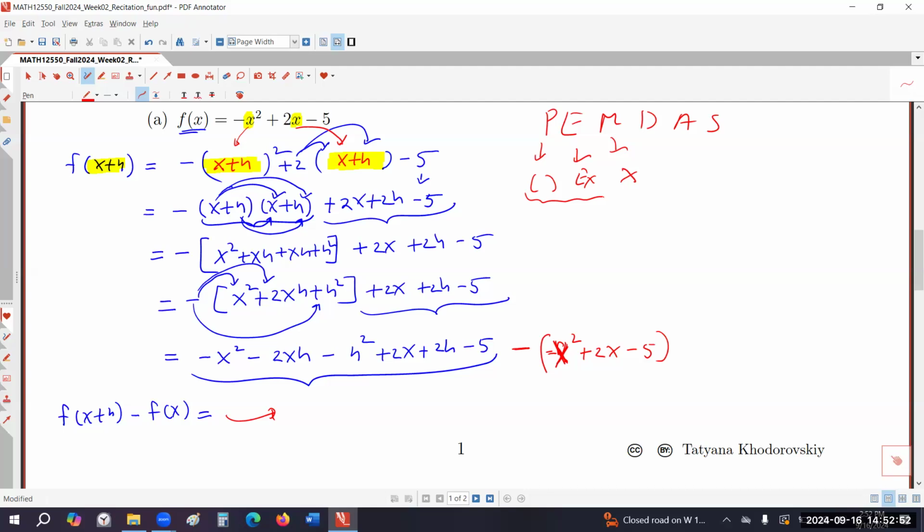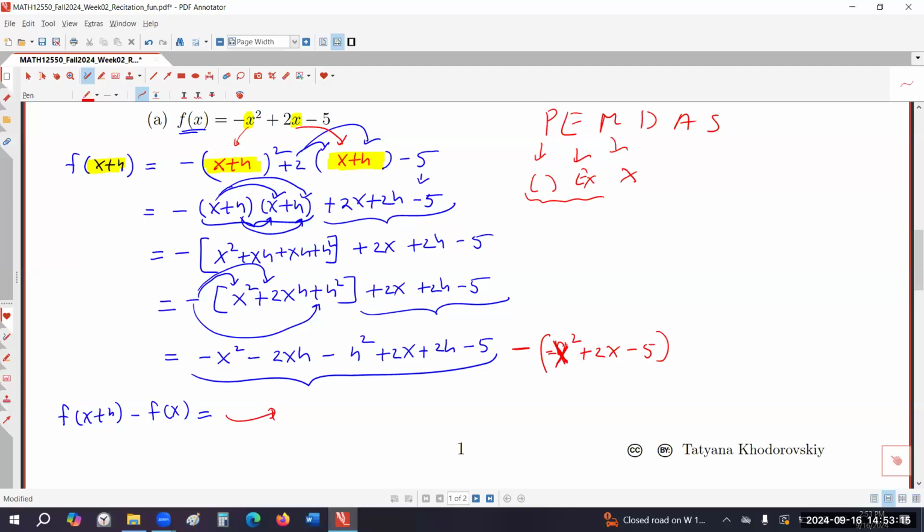It says exponent. So x plus h squared, we have to work with the square first. That's why we FOIL them out, because squaring means FOILing out. You're multiplying the same thing twice. And then we multiply the negative. So exponent and multiplication: first exponent, then multiplication.